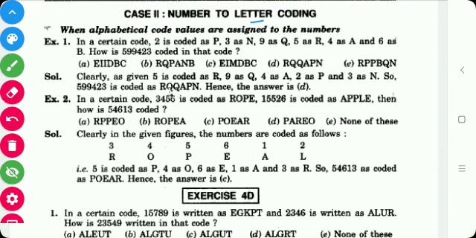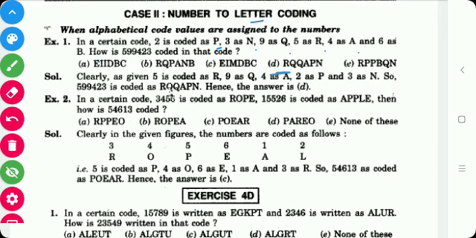First example is, in certain code 2 is coded as P, 3 as N, 9 as Q, 5 as R, 4 as A and 6 as V. So how is 599423 coded? So 5 is coded as R, 9 is coded as Q, means RQQ. So here RQQ is only this option, so the answer is D here.